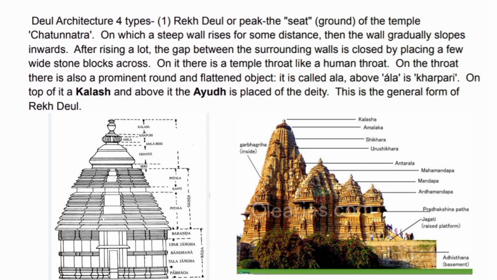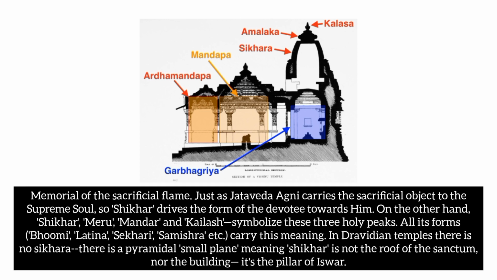On the throat there is also a prominent round and flattened object. It is called ala. Above ala is kharpadi. Above that there is a kalash, or above it the ayudh of the deity is placed. This is the general form of Rekh Deul. Memorial of the sacrificial flame.